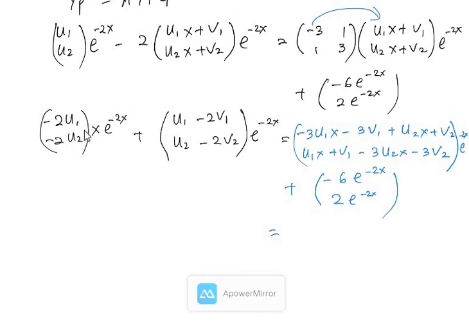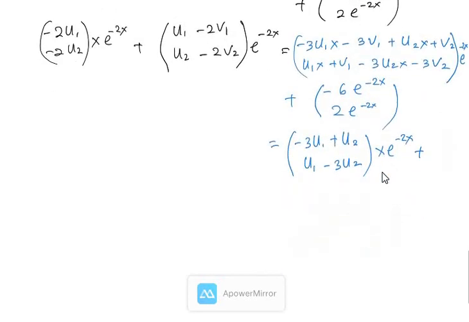Similarly to the left hand side, I separate into the x e to the negative 2x and the e to the negative 2x. Here at the right hand side also. If you look at here, this is for the x e to the negative 2x, and this one and this one belong to the e to the negative 2x. So I can sort out and categorize into two: x e to the negative 2x and e to the negative 2x. I sort out the x e to the negative 2x first. So I have negative 3u1 plus u2, and then I have u1 minus 3u2. So this is for the x e to the negative 2x.